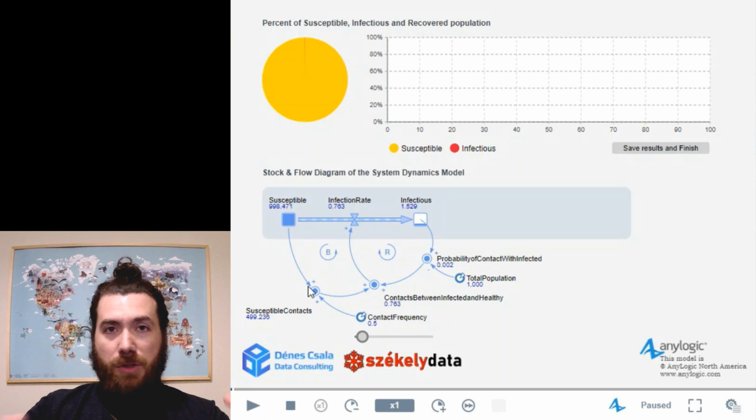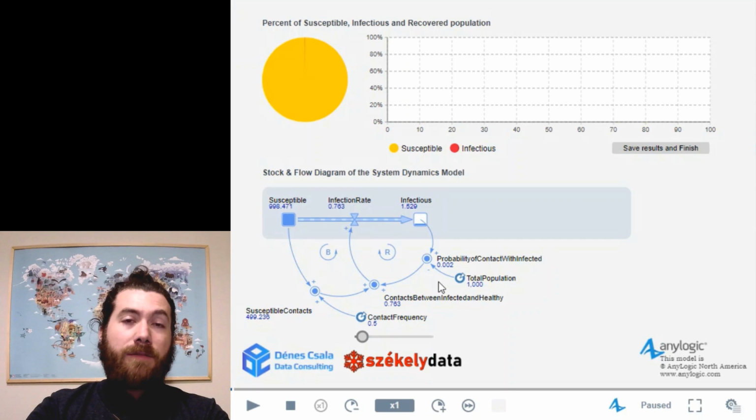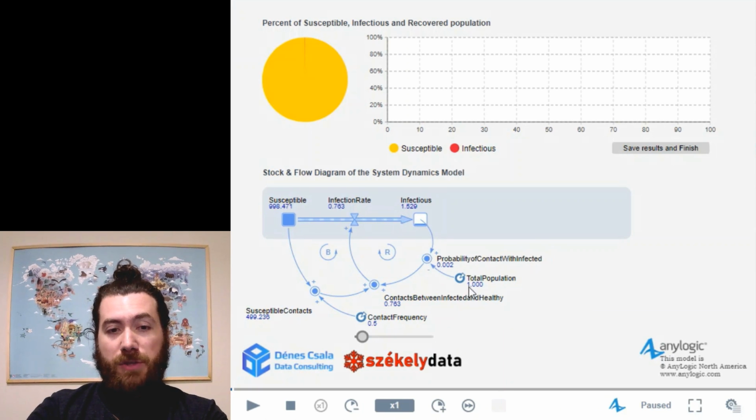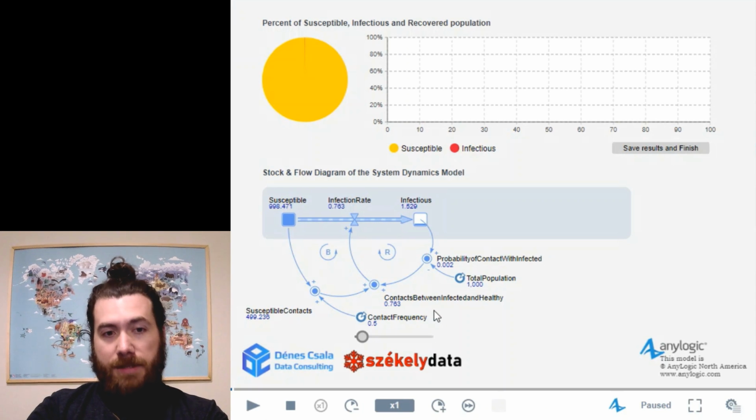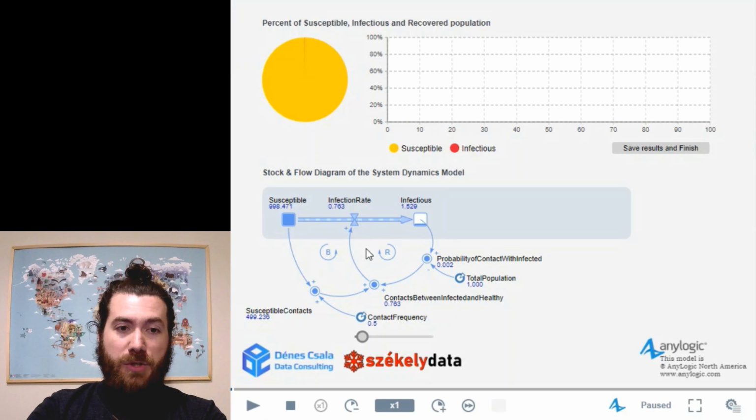So how many potential contacts are happening between the susceptible people. And then, what's the probability that one of those contacts is with an infected person. We just track the ratio of infected population over the total population. And then we get this actual number of contacts between infected and healthy. So let's say that this is going to be exactly our infection rate. If you get into contact with an infected person, bam, you're infected.